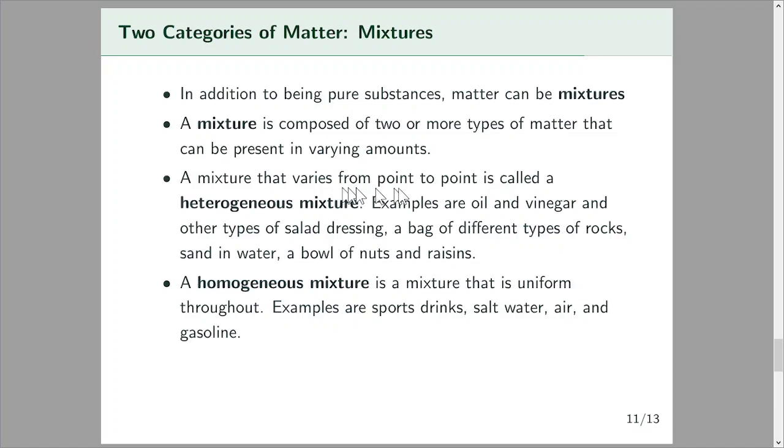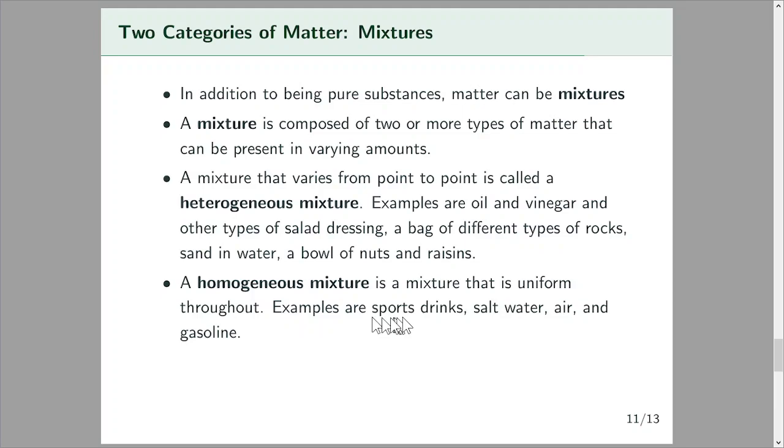And so a mixture that varies from point to point is called a heterogeneous mixture. So a heterogeneous mixture would be oil and vinegar, for example. Other types of salad dressing, anything with lumps in it, right? A bag of different types of rocks, sand and water, a bowl of nuts and raisins. The atmosphere, right? Sorry, not the atmosphere. The atmosphere looks uniform. So with a heterogeneous mixture, you can see the 2 different types of objects or more inside the mixture.